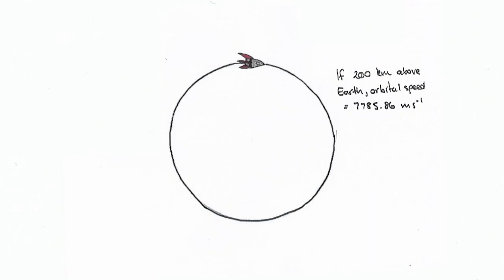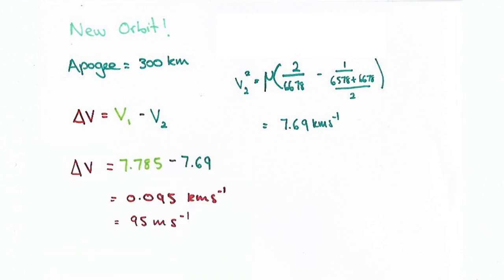For example, if I am in a circular orbit 200 kilometers above the Earth and I am moving at a speed of 7,785.86 meters per second. However, if I want to get to a different orbit, one such where my apogee is 300 kilometers, how much extra velocity must I gain to get to that altitude? Well, the change in velocity would be the velocity at this point r1 minus the velocity at this point r2. Luckily, we can work it out. We have this amazing equation which can work this out for us. This will be extremely useful in later stages of our mission.